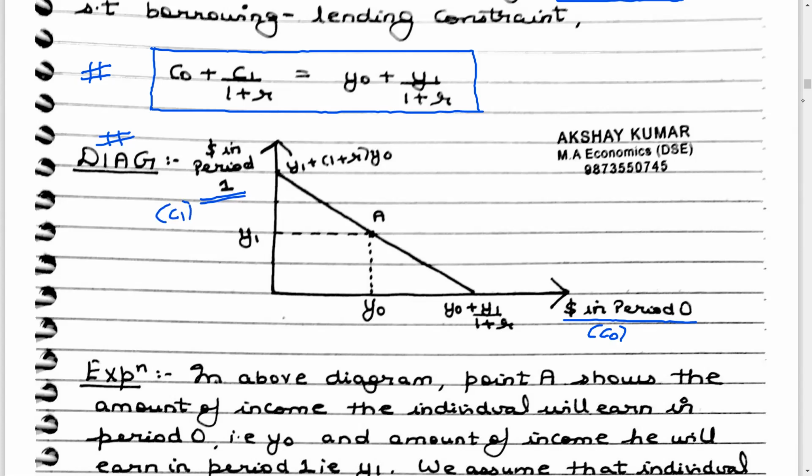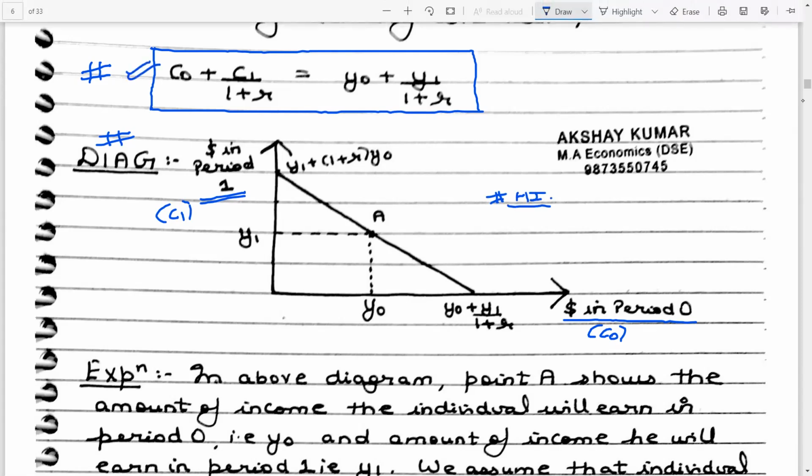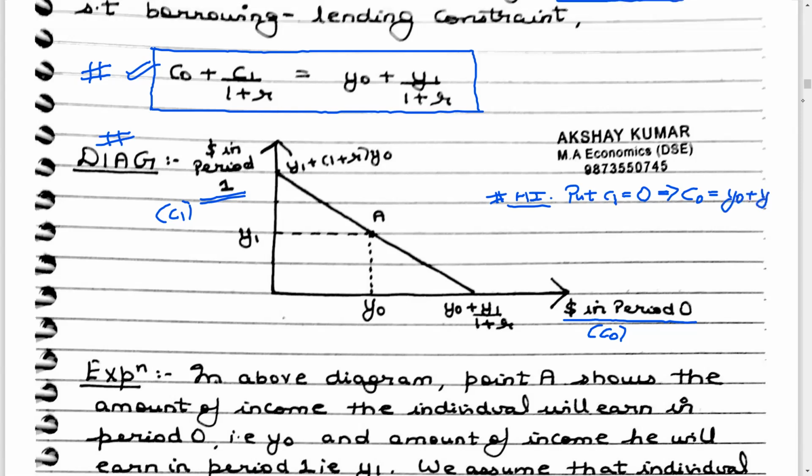Now all of us know how to find the horizontal and the vertical intercepts. To find the horizontal intercept in this equation, you put C1 as 0. So this implies your C0 is Y0 plus Y1 upon 1 plus R. You can see this is your horizontal intercept. It shows the maximum consumption you can have in period 0.